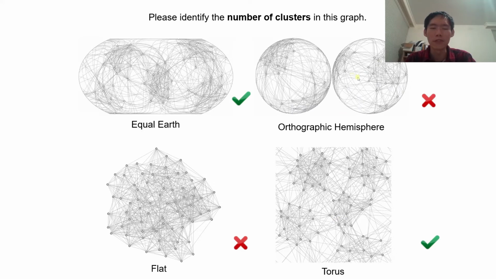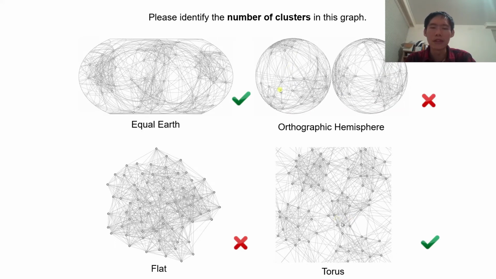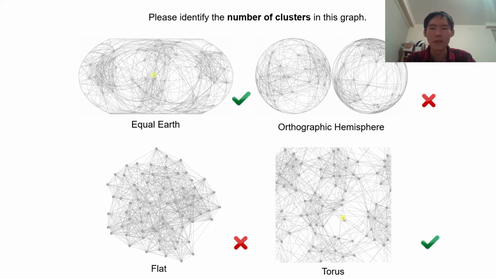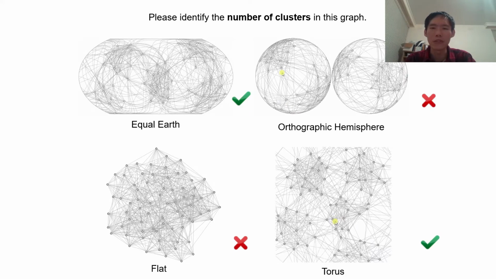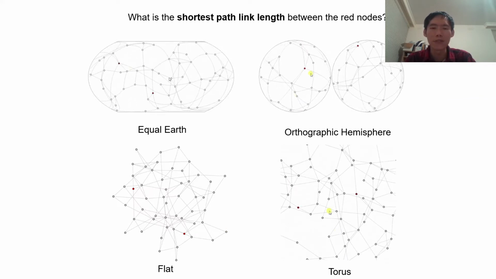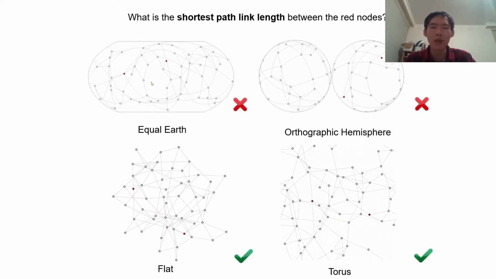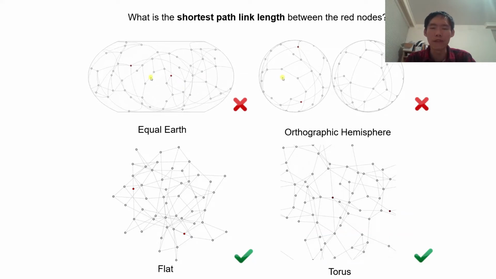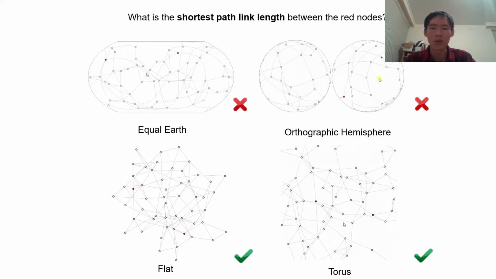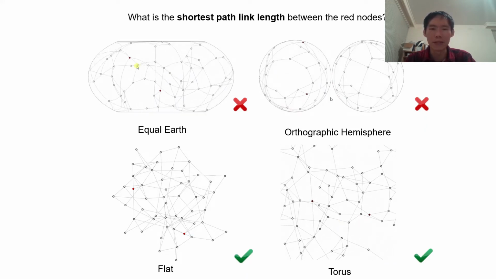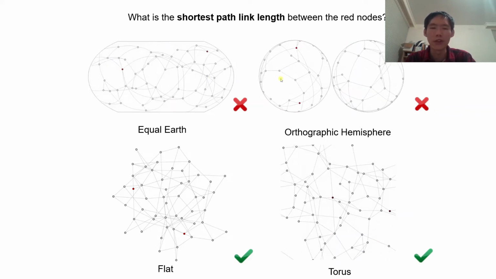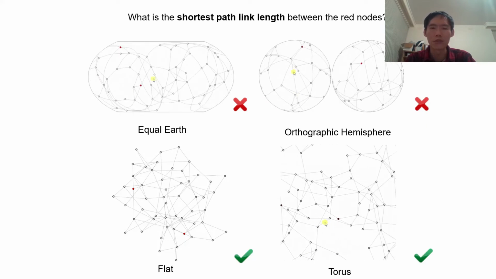Although Equal Earth involves link distortion, the clusters are made clearer in one single view, while in orthographic hemisphere, they fundamentally close the clusters by connecting two separate spheres. For path-following tasks, we find that flattened torus is more accurate than Equal Earth and orthographic hemisphere. Participants mentioned that the straight links in flat or torus made it easier to follow the path, while the curved links in Equal Earth and orthographic increased the difficulty, especially at the edges due to the distortion.